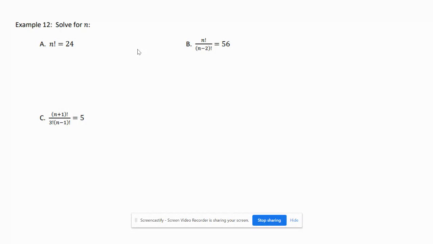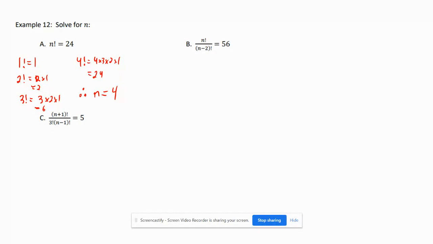Okay, so we need to solve for n over here. Okay, n factorial equals 24. For a question like that, for question A, there's not a real nice way to do this. I'm just going to use guess and check. Well, 1 factorial equals 1. 2 factorial is 2 times 1, which is 2. 3 factorial is 3 times 2 times 1, which is 6. 4 factorial is 4 times 3 times 2 times 1. 4 times 3 is 12, times 2 is 24, times 1 is 24. Therefore, n equals 4.